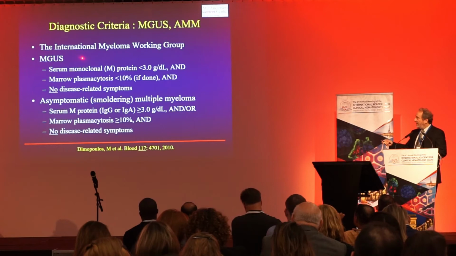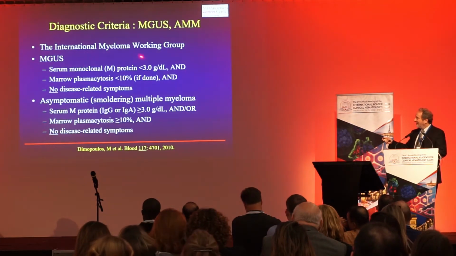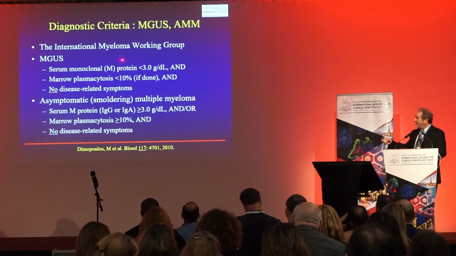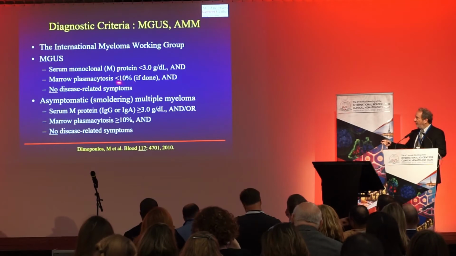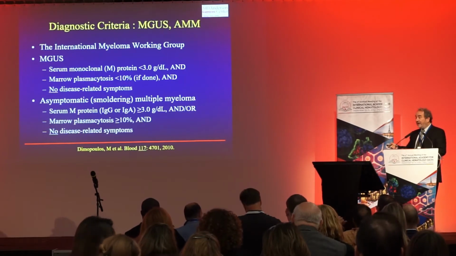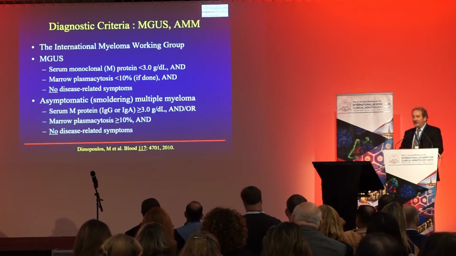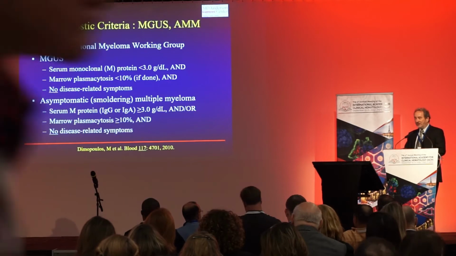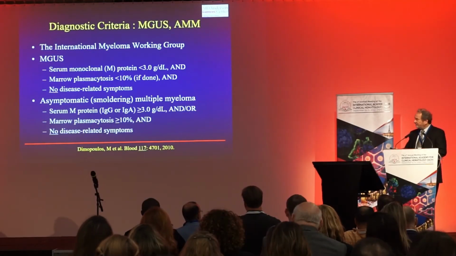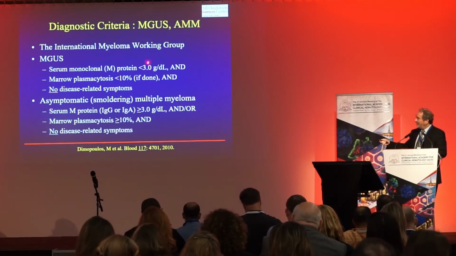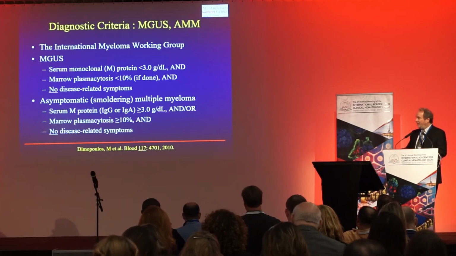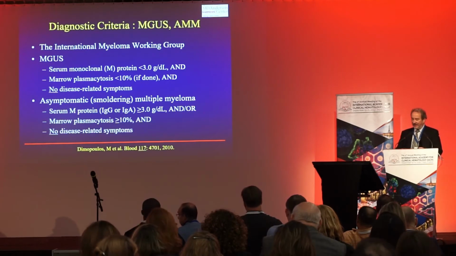So I wanted just to briefly start with the current diagnostic criteria for MGUS and smoldering myeloma. MGUS, or monoclonal gammopathy of undetermined significance, essentially are patients who have a usually low-level monoclonal protein, usually a low level of bone marrow involvement, and don't have any disease-related symptoms, which are things like hypercalcemia, renal insufficiency, anemia, bone lesions, or certain molecular markers. And then asymptomatic or smoldering myeloma are essentially the same, but have a higher M protein, at least 10% marrow plasma cells, and no disease-related symptoms.